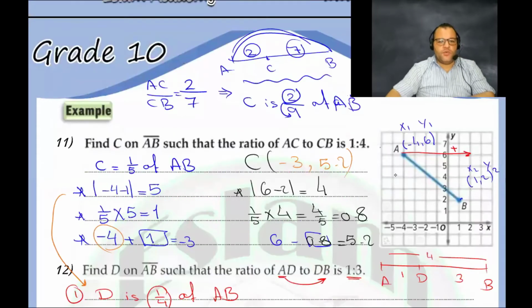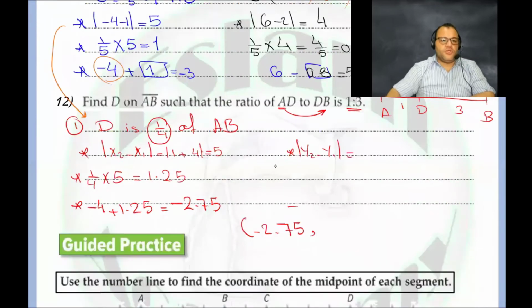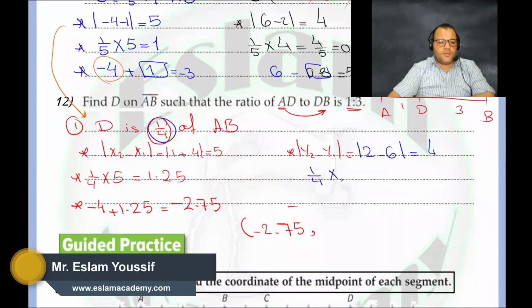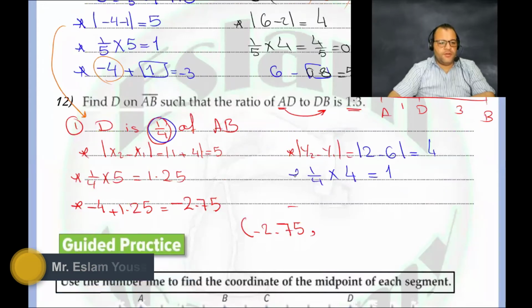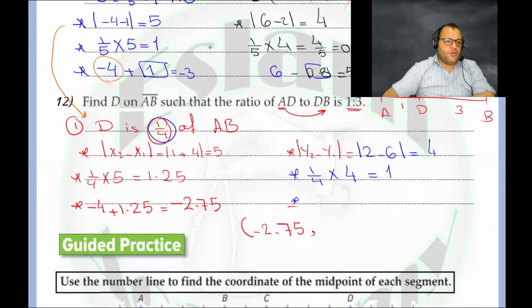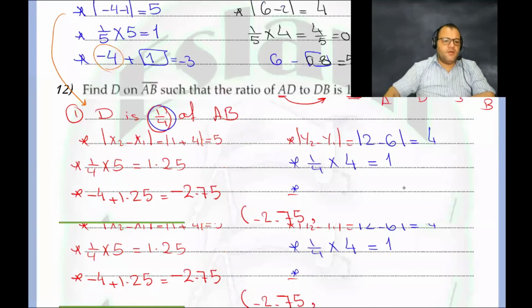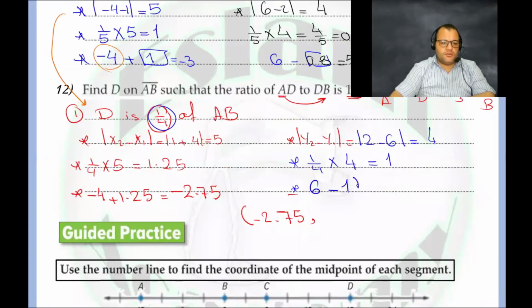Now we need to find y, which is 6 and 2. So we subtract 6 minus 2. Inside the absolute value, the answer is 4. It lies at 1 over 4 of the distance. So it will be 1 over 4 multiplying by 4, which equals 1. Now you will start from A. What is the coordinate of A? A is 6. From A, you are going to B. You are going down. It means you will add or subtract? Subtract. You will say 6 minus 1, which equals 5. So that is the second coordinate.